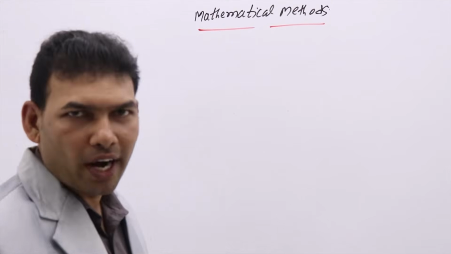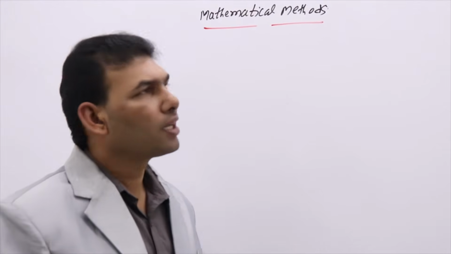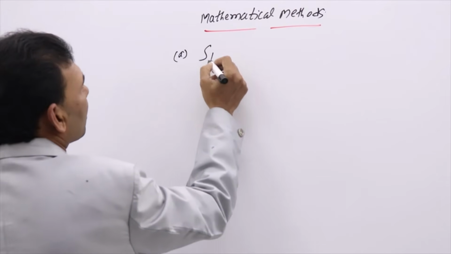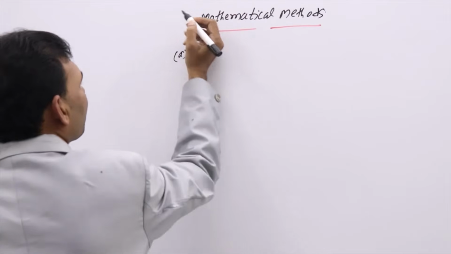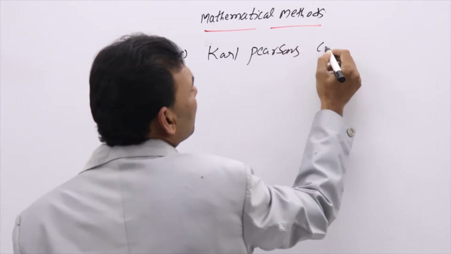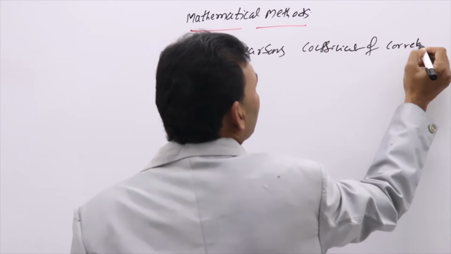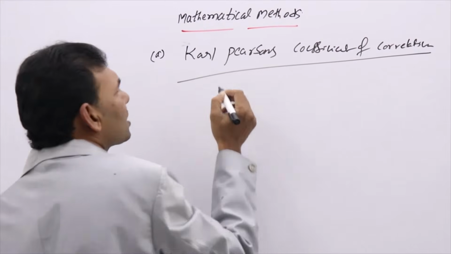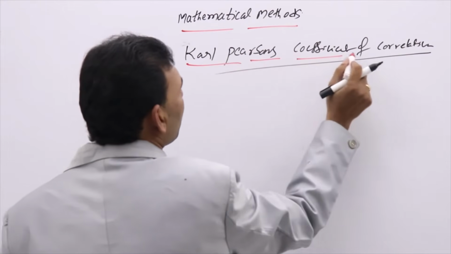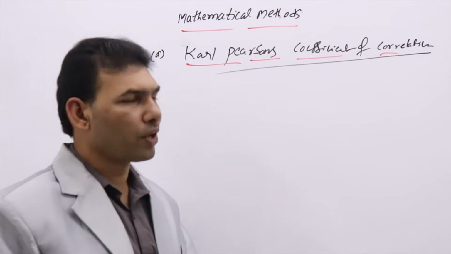Mathematical methods to find the correlation. How are we going to find correlation using mathematical methods? In that, the first one is Karl Pearson's coefficient of correlation. This is the name of the scientist who invented this coefficient of correlation, a British mathematician.